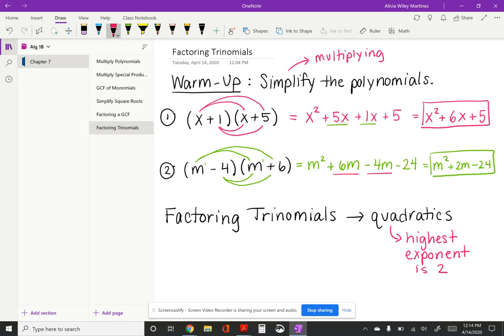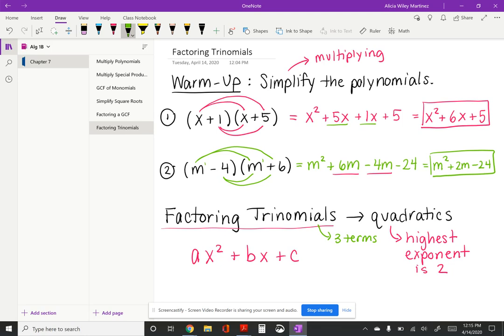So that's what you're going to be seeing today in these factoring trinomial problems. The form that these are going to take is ax squared plus bx plus c. Now what's important to remember here is that this is a trinomial. Remember, it's a trinomial because it is 3 terms. It is a quadratic because the highest exponent is a 2.